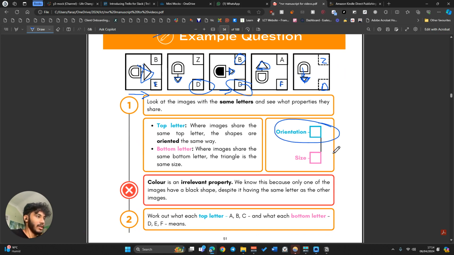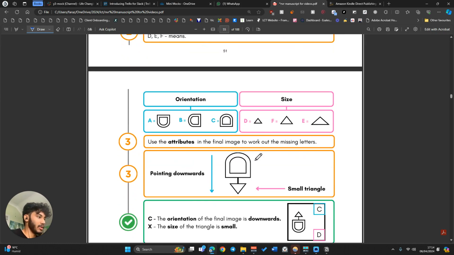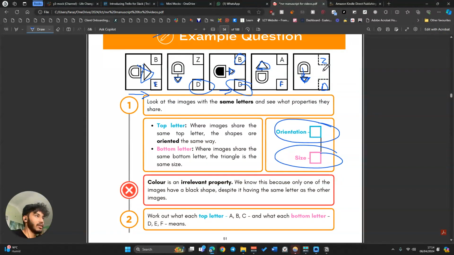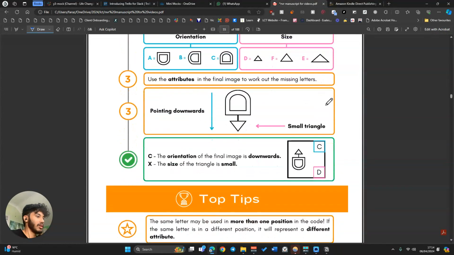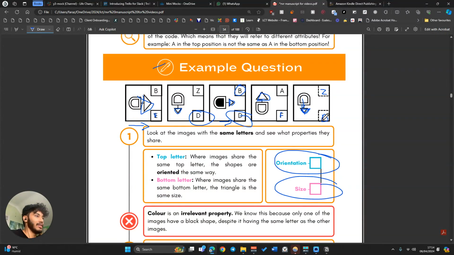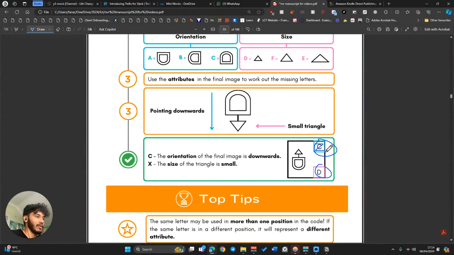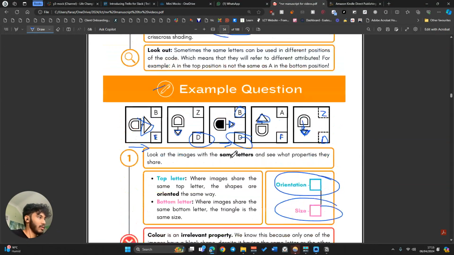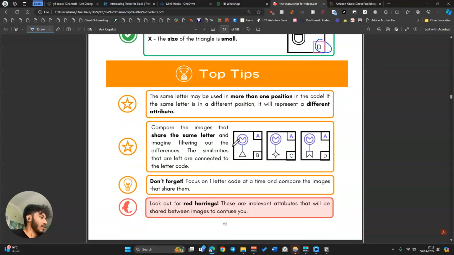And we've got that idea here, orientation and size. So orientation just means the way it's rotated, and size again is self-explanatory. And what answer do we end up getting here? C and D. Oh, sorry, that should say Z and D. I think that's a typo there, so we'll get that fixed. Yep, there we go. But let's go through some of the top tips here.